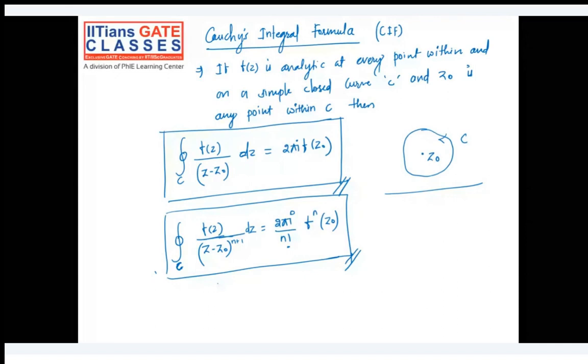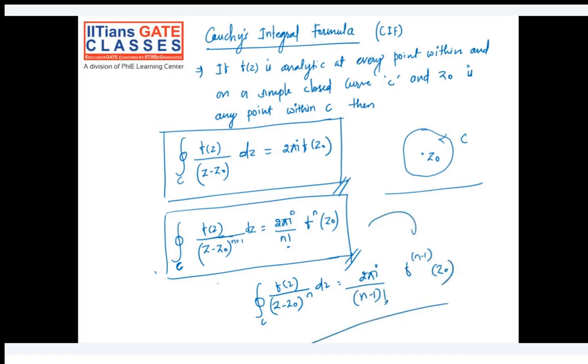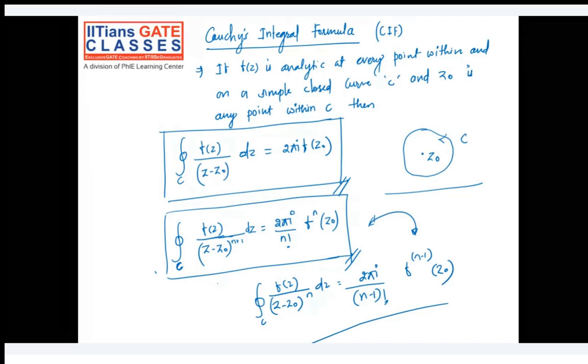If the question is like this, f of z divided by z minus z naught raised to the power n dz, then it will be 2 pi i divided by n minus 1 factorial times f raised to the power n minus 1, the n minus 1 derivative at z naught. So this is how the formula will vary. They are more or less the same. Any doubt till this? I hope you understood the Cauchy's integral formula.